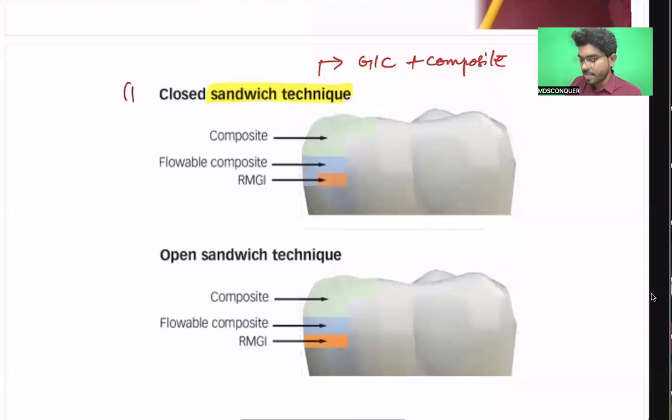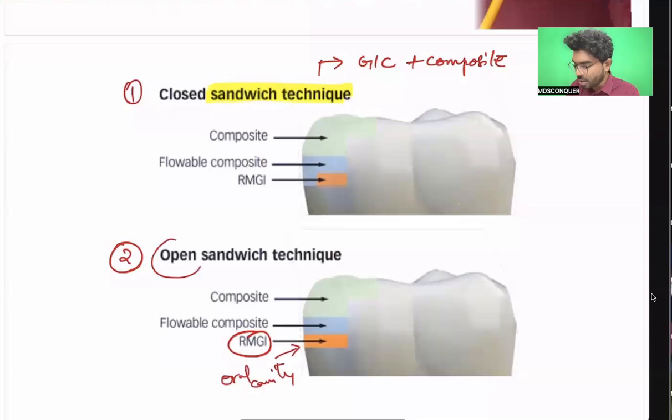The sandwich technique is basically of 2 types: one is open sandwich and the second is closed sandwich. In the open sandwich, the GIC is exposed outside. You can see this orange color is outside, exposed to the oral cavity. So open means GIC is open to the oral cavity. Closed means GIC is not open to the oral cavity. You can see here the GIC is covered from all directions by the composite. That is the difference between open sandwich and closed sandwich.